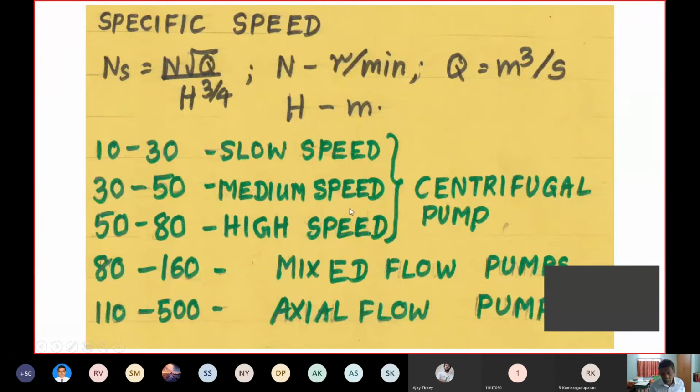So they are all centrifugal pumps. When the specific speed is 80 to 160, you go for mixed flow pumps, and when it is 110 to 500, it is axial flow pumps. So if for the given duty, you get the specific speed value to be in the 50 to 80 range, you have to go for the centrifugal pump design only.